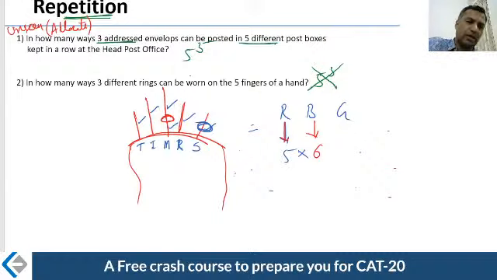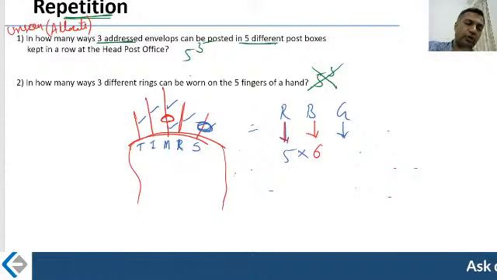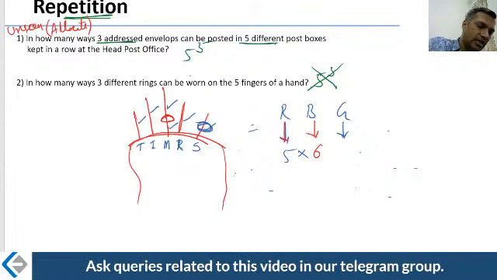Fair enough, no problem. What about the green finger? Sorry, the green ring. All right, blue ring is 6 ways. What about the green ring? Check these marks here. I'm going for the green ring now. So how many ways can you do the green ring?